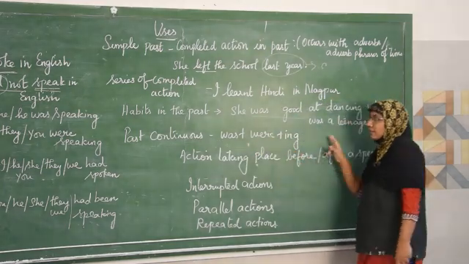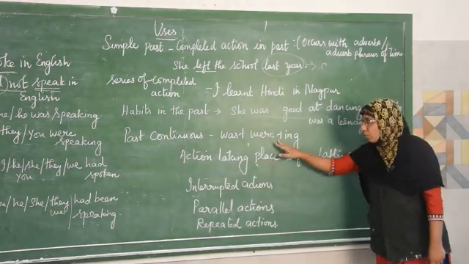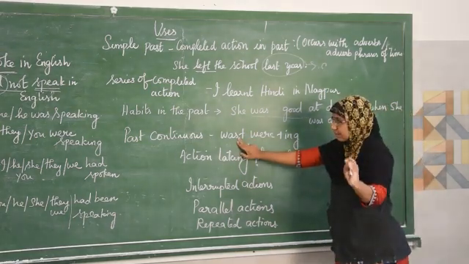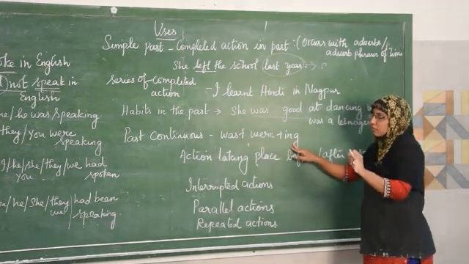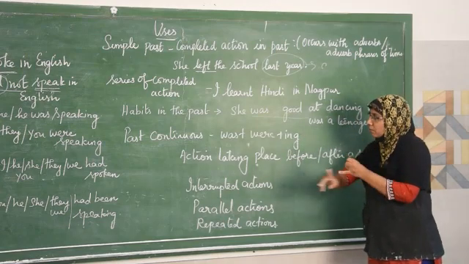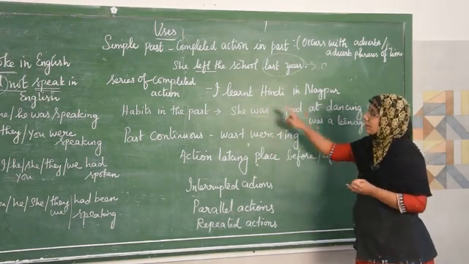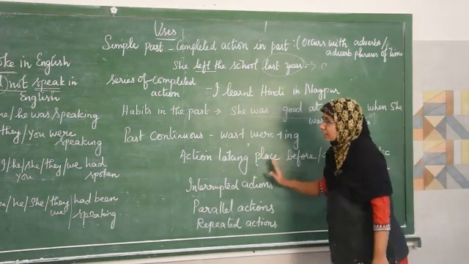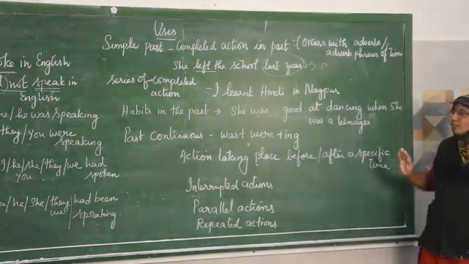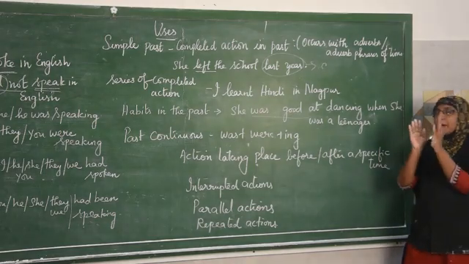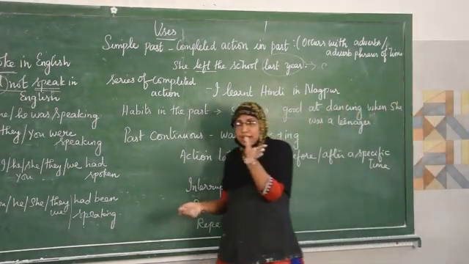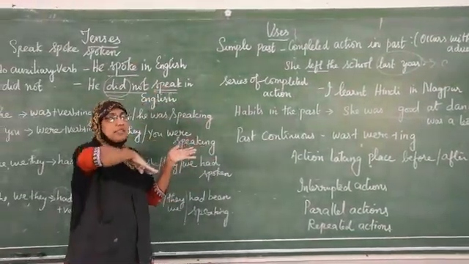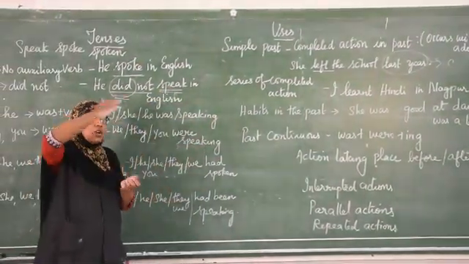How to form past continuous? Was plus verb plus ing. Was is used for first person and third person singular. Were is used for second person you, then third person plural. Were plus ing. Now, past continuous tense. When you have to use this past continuous tense. Past continuous tense refers to an action when something is in progress in the past, when something is going on in the past.